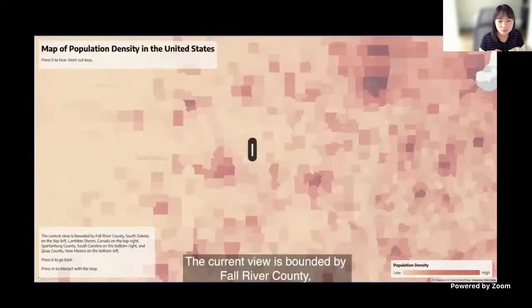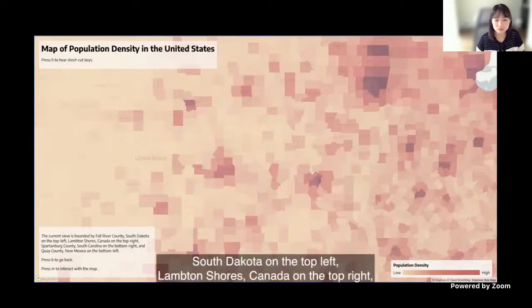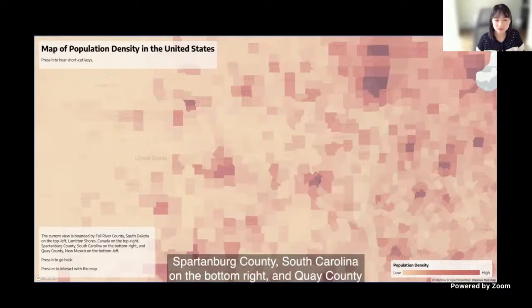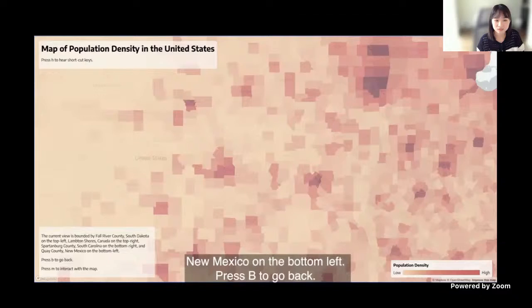And to address this problem, we implemented the feature where users can always press the L key to hear the boundary, which includes the four corners of the current view. The current view is bounded by Fall River County, South Dakota on the top left, Lambton Shores, Canada on the top right, Spartanburg County, South Carolina on the bottom right, and Quay County, New Mexico on the bottom left. Press B to go back.